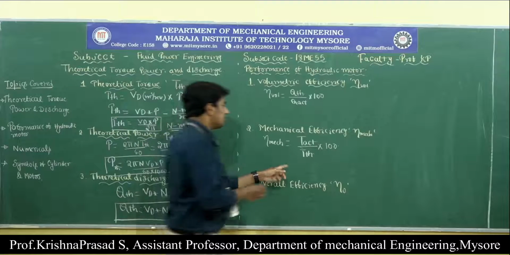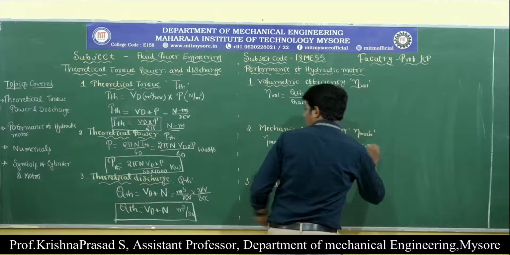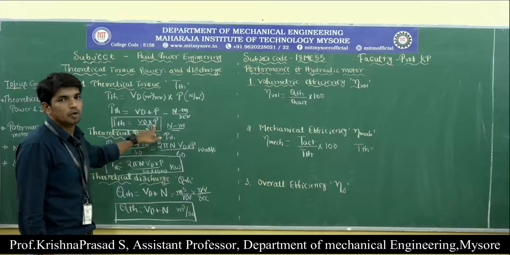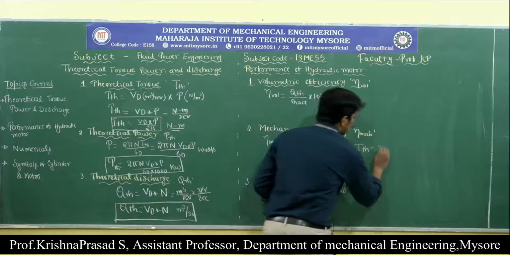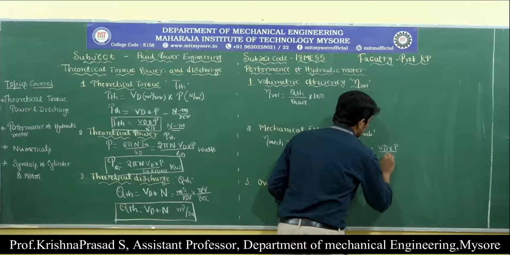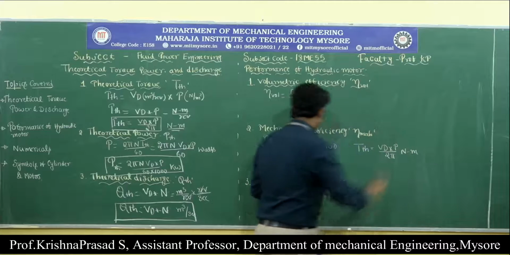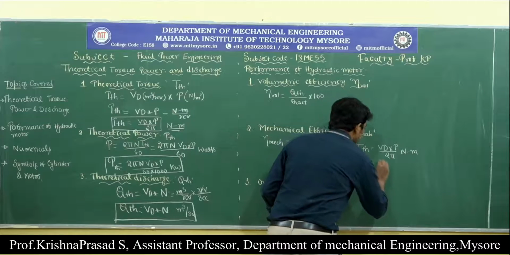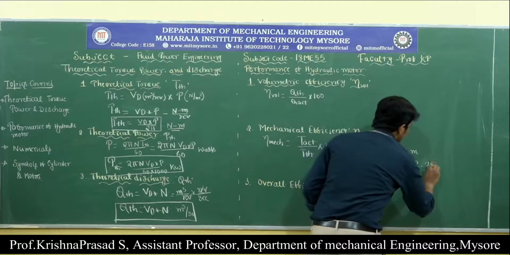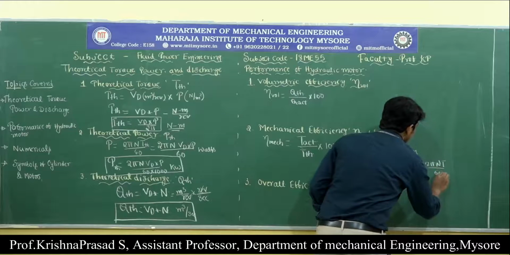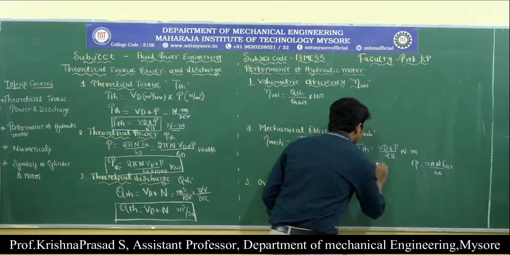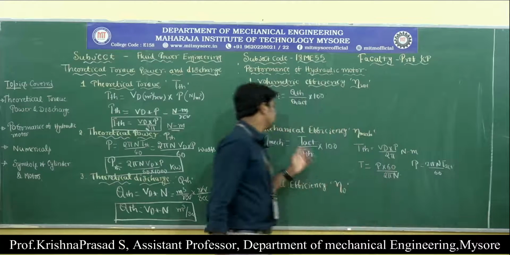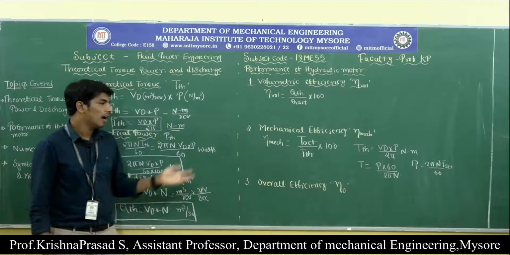So here the theoretical torque, we know the formula, that will be equal to how much? Vd, that is volumetric displacement, into pressure of the oil entering the motor. And what about the actual torque? So actual torque we can calculate with the formula P is equal to 2 pi NT by 60. Here actual torque, when we require, will be equal to P into 60 divided by 2 pi N. So this is regarding the mechanical efficiency of the hydraulic motor.